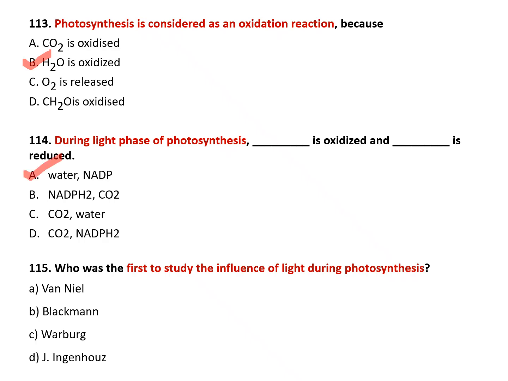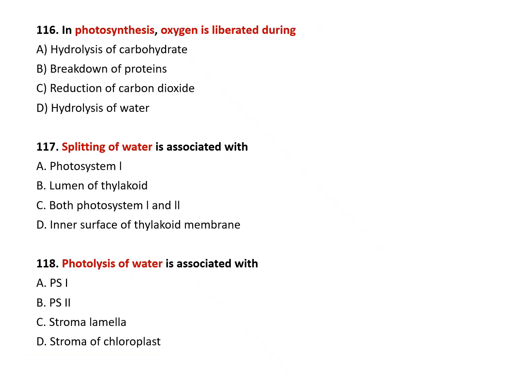The next question, number 115. Who was the first to study the influence of light during photosynthesis? Option A, Van Niel. Option B, Blackman. Option C, Warburg. Option D, Jan Ingenhousz. The correct answer is option D, Jan Ingenhousz.